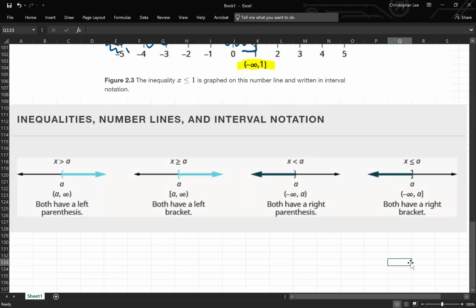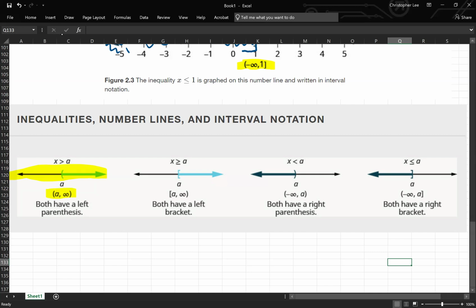So here we go: inequalities, number lines, and interval notation. Let's start with the first one from left to right. So we have x is greater than some number, we're just going to call that a. That's going to be an open parenthesis around the number a to infinity. In interval notation, open parenthesis a, comma, infinity. So when I'm asking you a question, I'm looking for the graph answer like this, and I'm looking for this. All right, let's go on to the next one.